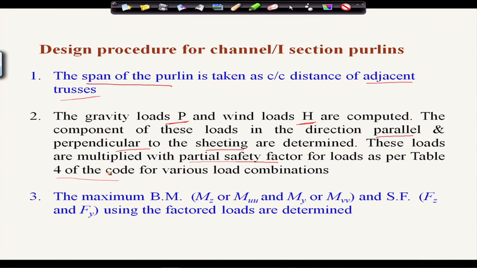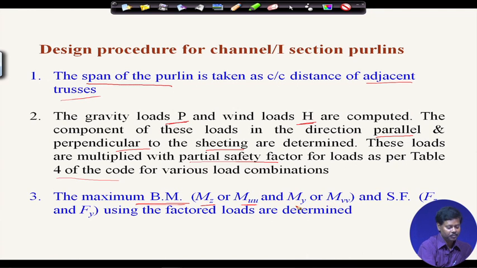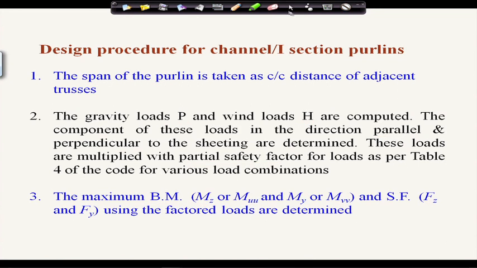After finding the factored load along the UU and VV directions, that means parallel to the roof and perpendicular to the roof, I can find out the maximum bending moment, which is P dash L by 10 or P dash L square by 10. So, the maximum bending moment Mz, or here we say MUU, and similarly we can find My, or here MVV, and similarly the maximum shear forces Fz and Fy. So, maximum bending moment and shear force in different directions we can find out.